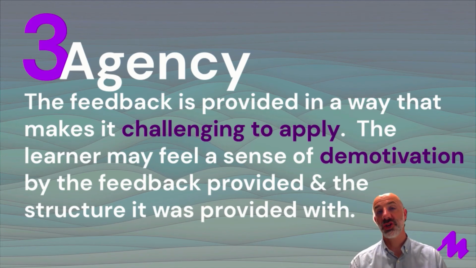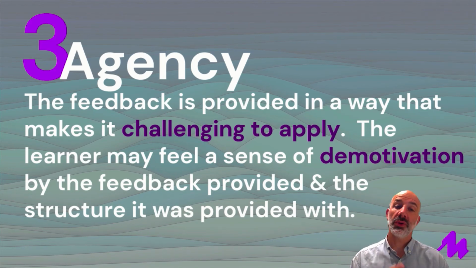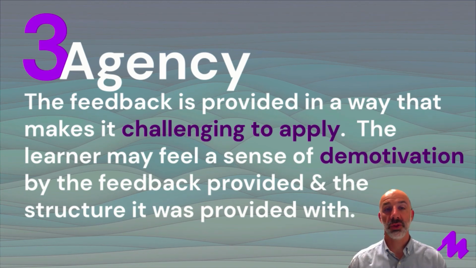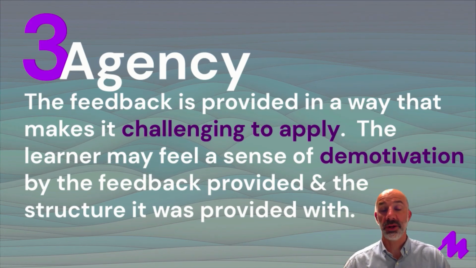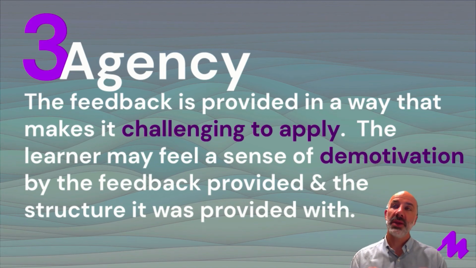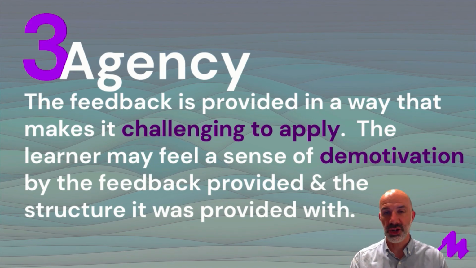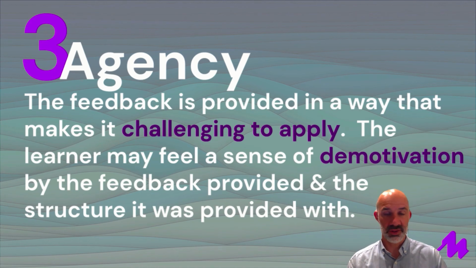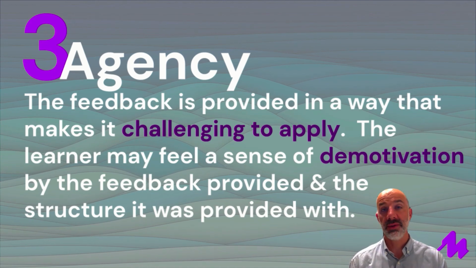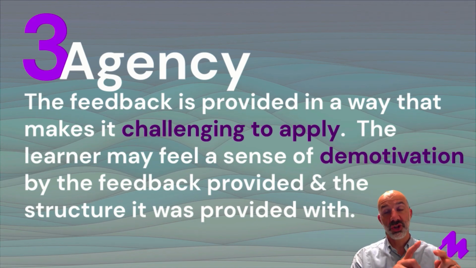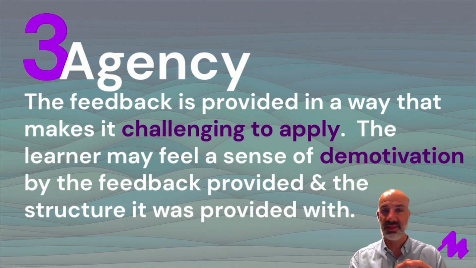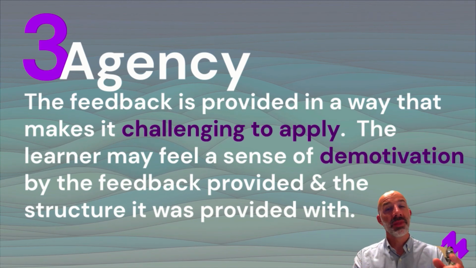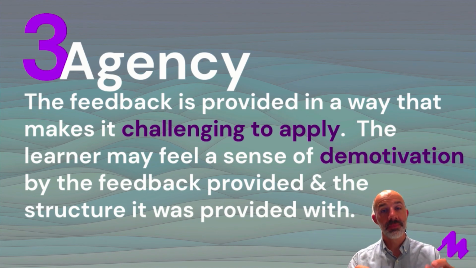And then barrier or challenge number 3 is agency. So the feedback that we're providing is in a way that makes it challenging to apply by the learner. The learner may feel a sense of demotivation by the feedback provided and the structure it was provided with. So we have to be really careful that we can't always point out things that need correction. We can't always point out inaccuracies in the work. And we talked about this in part 3 of the video series, where we always have to be careful to make sure we're addressing what the student should continue to do that's already evidenced in their work, their understanding, their process, things they should stop doing, right? And then things they need to start doing.